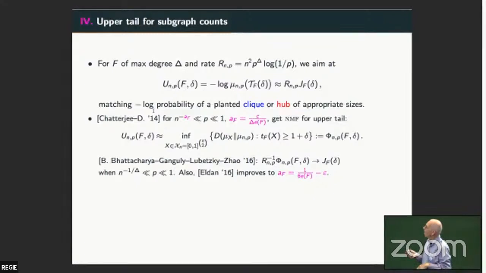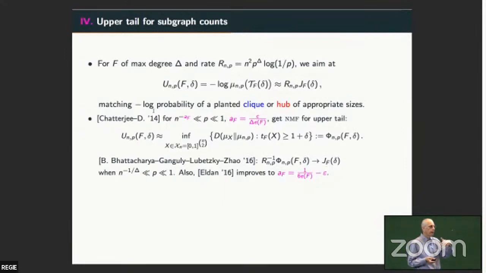So what we are after, we want to prove that, we call it I_n,p(delta), the minus log of the probability in the Erdos-Renyi graph of getting our rare event. And the claim is that this should behave like a scale times a function of order 1, J_F(delta). And this function, J_F(delta), should match the minus log probability of the two strategies we mentioned before, the hub or the clique.